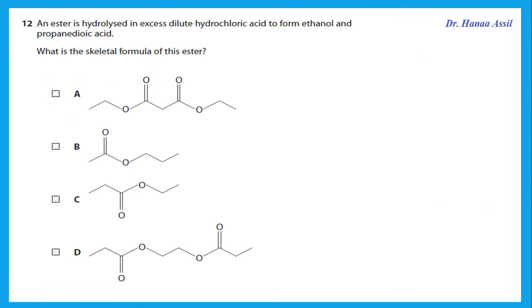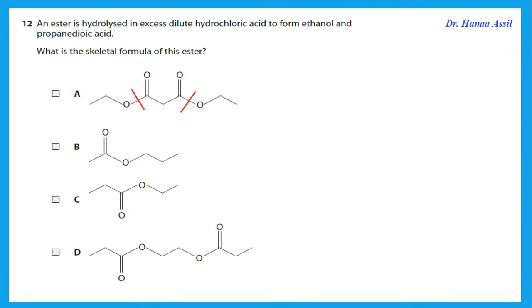An ester is hydrolyzed in excess dilute hydrochloric acid to form ethanol and propane dioic acid. Again, esters can be hydrolyzed either using acid, so the products would be acid and alcohol, or we could also use a base, but in that case it gives the sodium salt. So if we break the ester linkage, we end up with a part that's ethanol, and the other part is propane dioic acid.